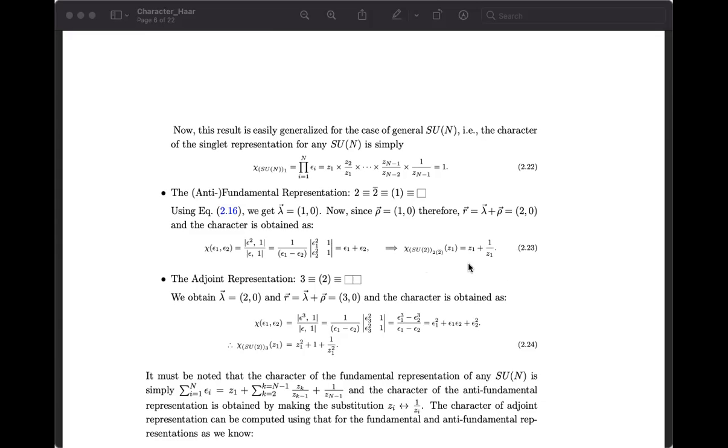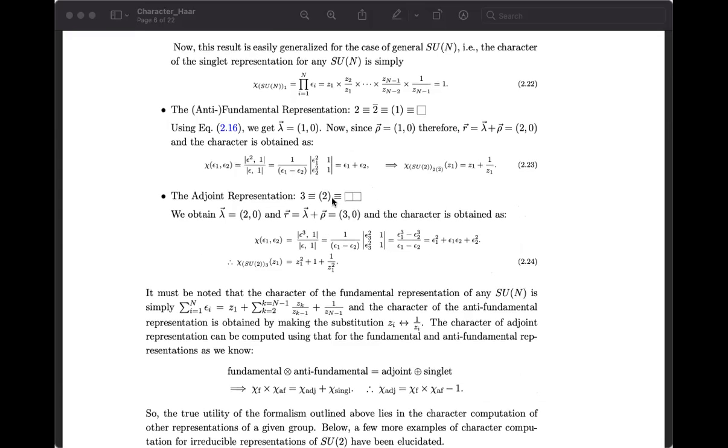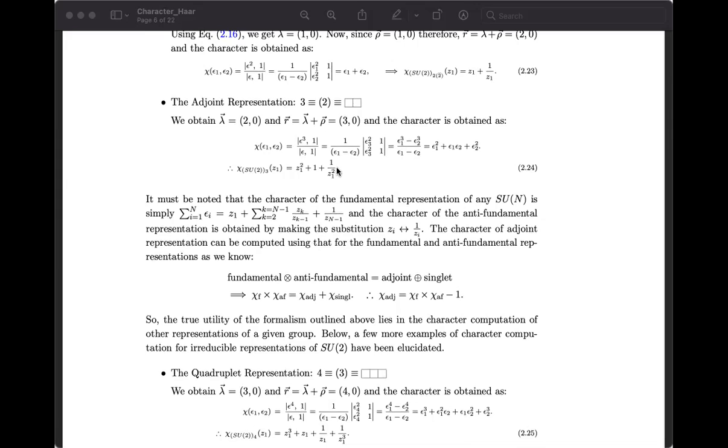So once you put it back here, you get z1 plus 1 by z1. Then you can calculate the adjoint representation, which is Dynkin level 2, and this is the Young diagram. We calculate lambda: there are 2 boxes in the first row and no boxes in the second, so 2 comma 0. You calculate r and put it back there, and in a similar fashion you can calculate this. You can really cross-check all those calculations, and I insist that you do it on your own, otherwise you will not be convinced.